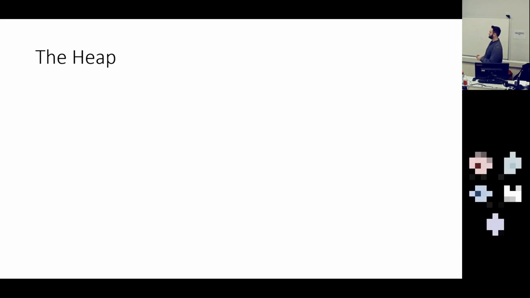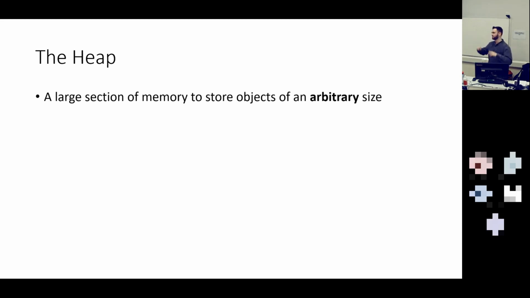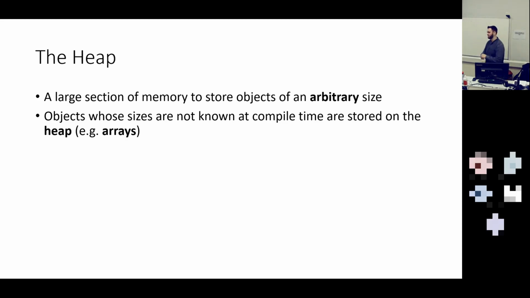Okay, so because of the limitations that we have with the stack, we also have this other data structure that we use to store basically everything else. So the heap is just a large section of memory that you can use to store any data that you can't really store on the stack. So this is where all of the objects that you don't know the sizes of get put. So arrays, for example, are usually heap allocated.